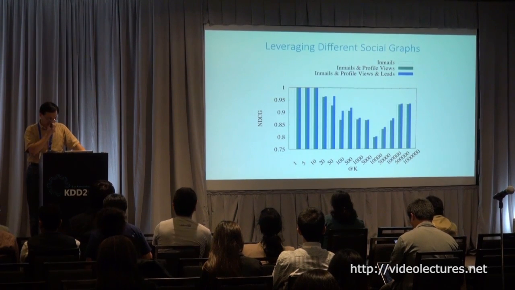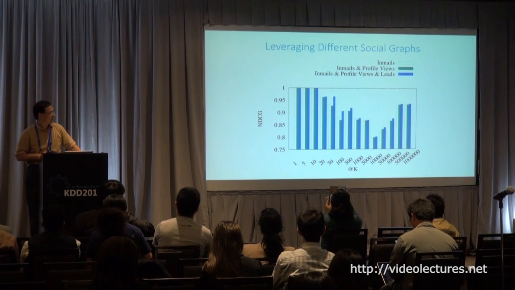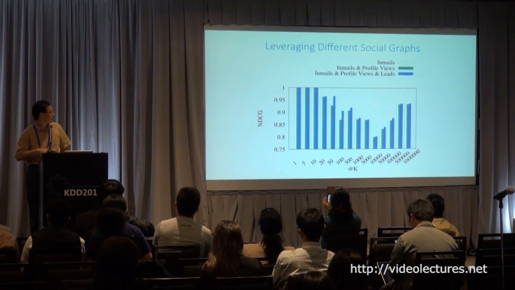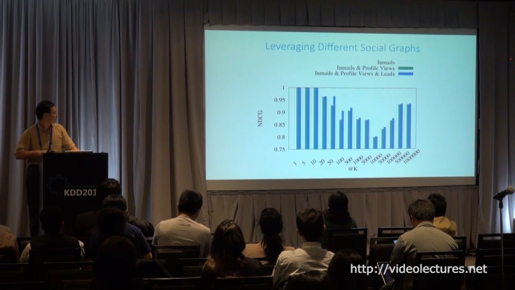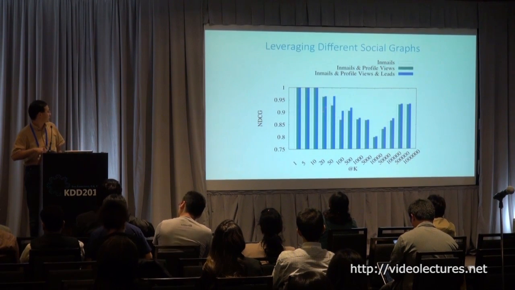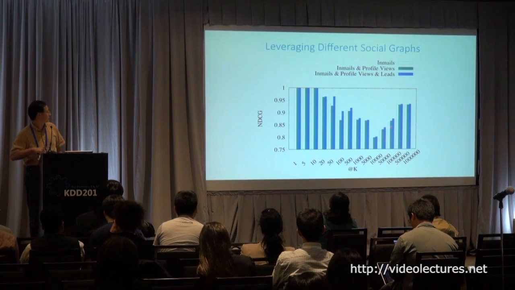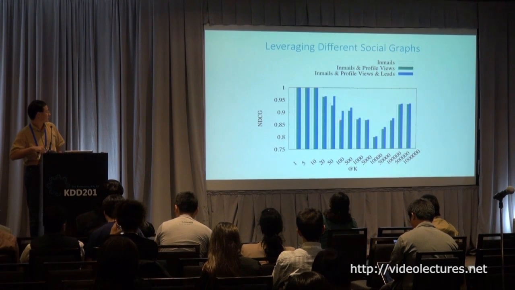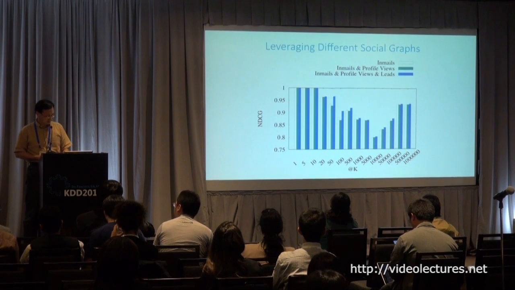We also look at what happens if you use different graphs. If you use more graphs, does that improve the results? The answer is yes. Across the board, if you have more data, so instead of just emails you add profile views and lead save graphs, it tends to be slightly better across different top K. Adding more graphs adds value and relevance here.